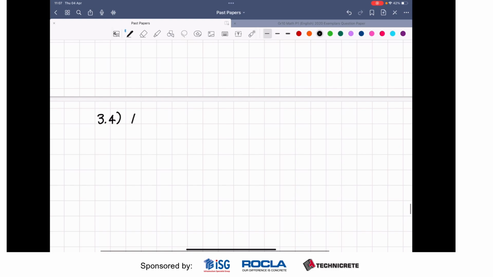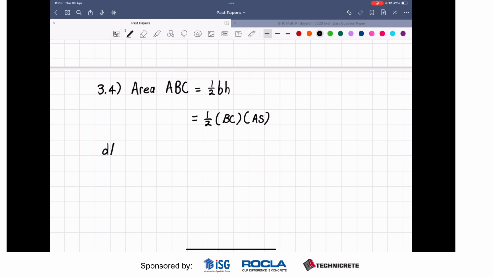So I can say that area ABC equals half base times height. And in this one, my base is BC, and my height, perpendicular height, is AS. So I need to first find AS, and I'm going to use the distance formula again. So this is going to be x of A minus x of S squared plus y of A minus y of S squared.